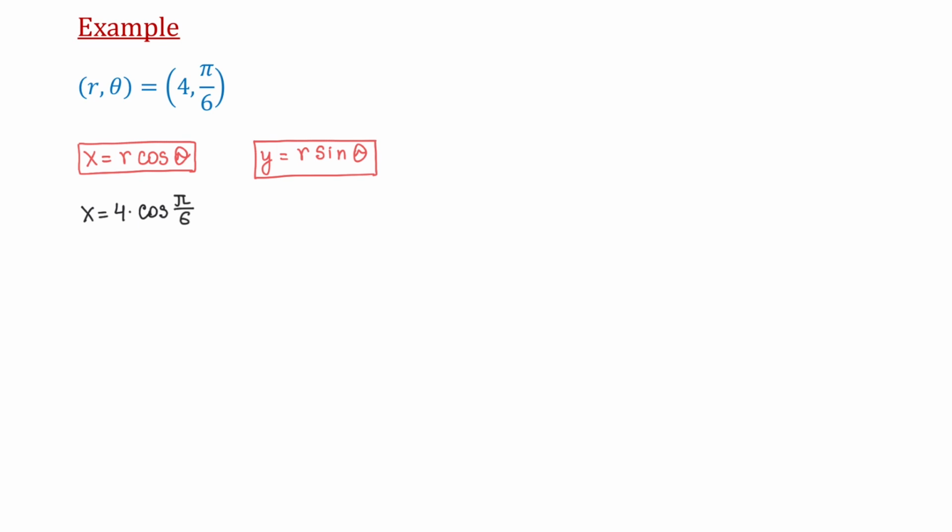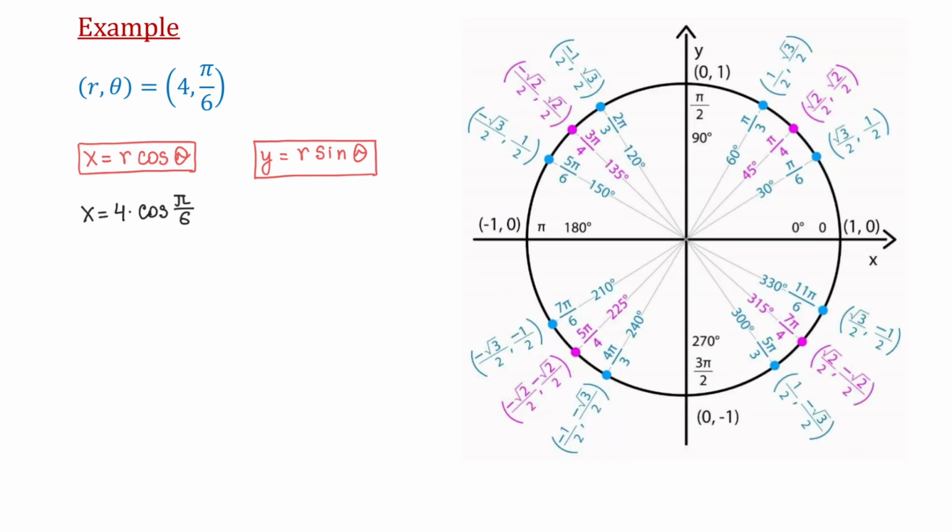Then here we can either use a calculator in radian mode or the unit circle. If we use the unit circle, then cosine of pi over 6 is square root of 3 over 2. So then x equals 4 times square root of 3 over 2. Then 4 divided by 2 is 2. Then x equals 2 square root of 3.